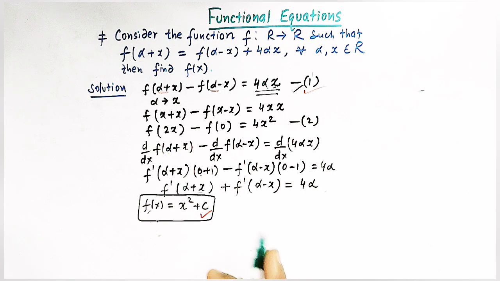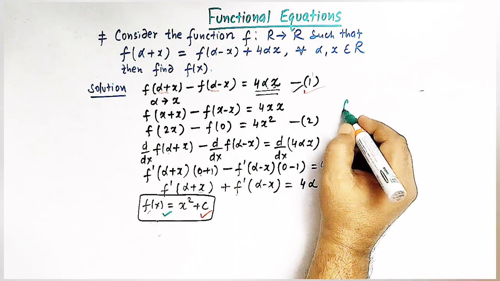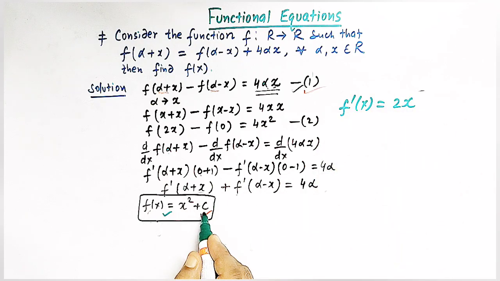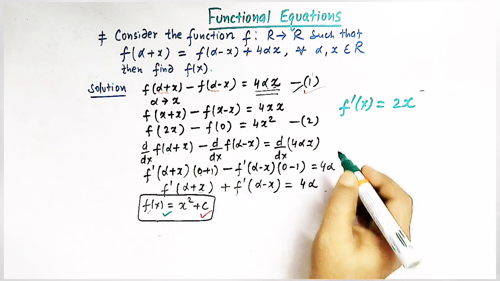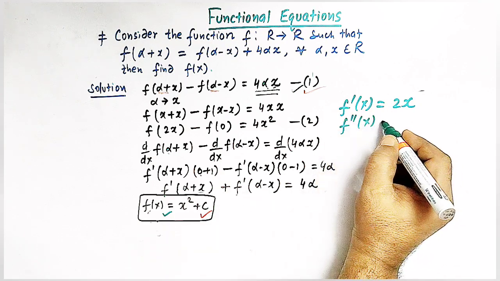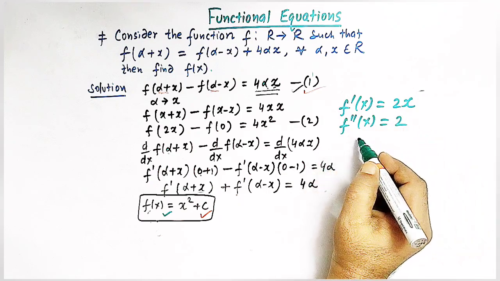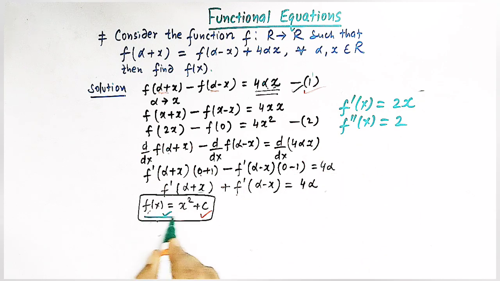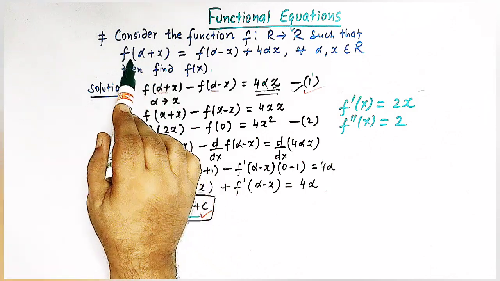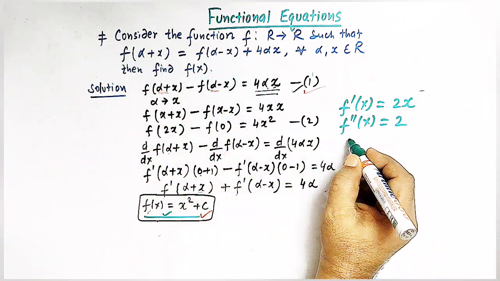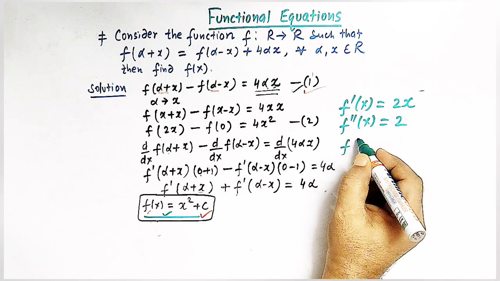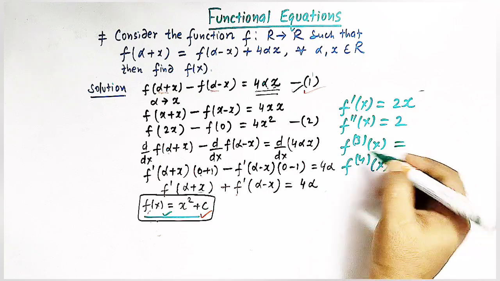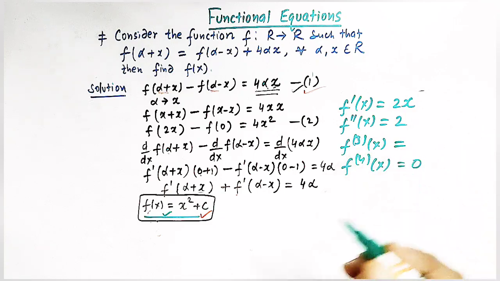The second important thing about this solution is that if we find the first derivative, then we have f prime of x is equal to 2x. The derivative of this constant is 0, and the second derivative is equal to 2, right? And after this, all the derivatives are equal to 0. So the important thing about this function, that is the solution of this functional equation, is that the higher order derivatives, that is the third derivative, the fourth derivative, and so on, the successive derivatives are all equal to 0.